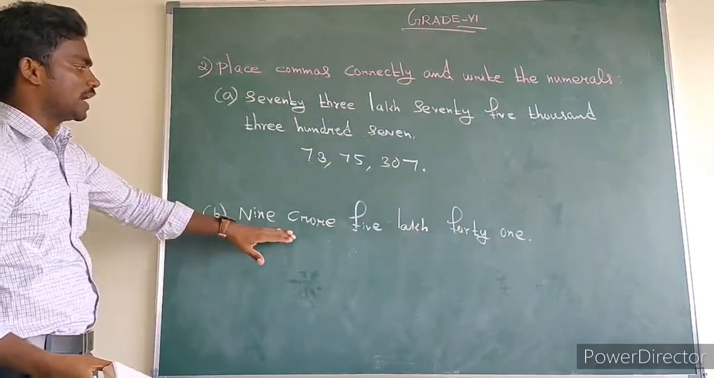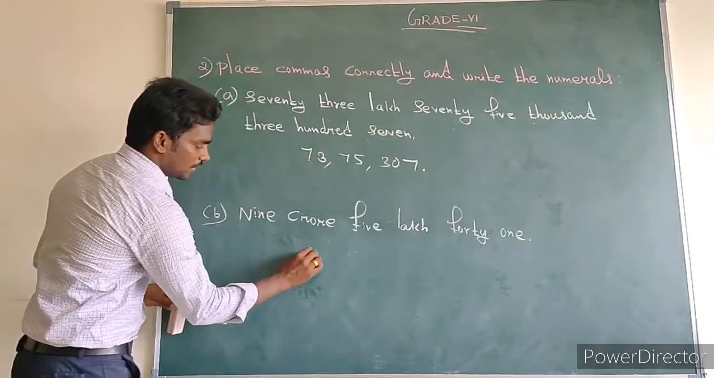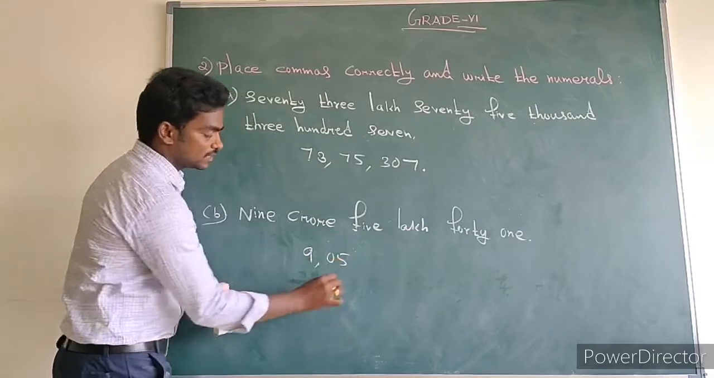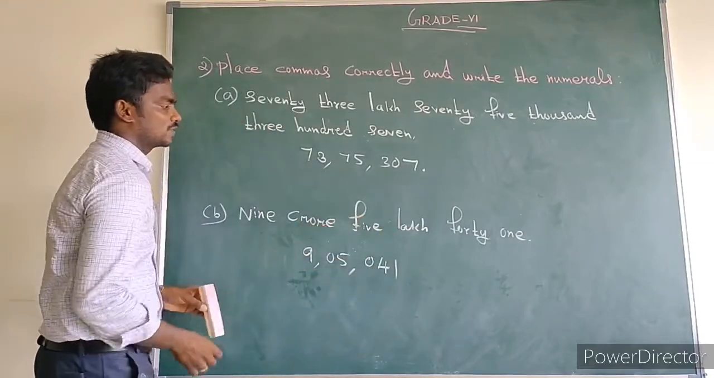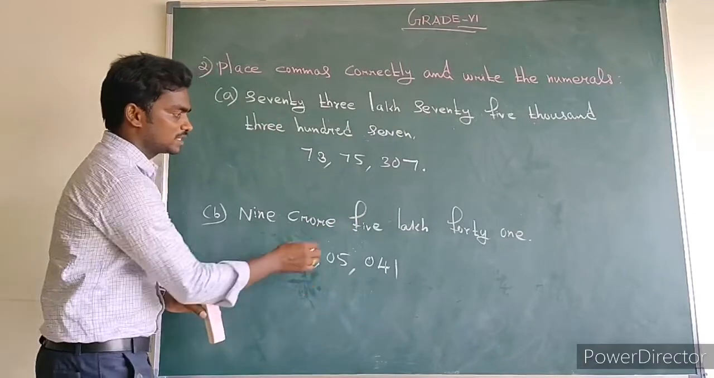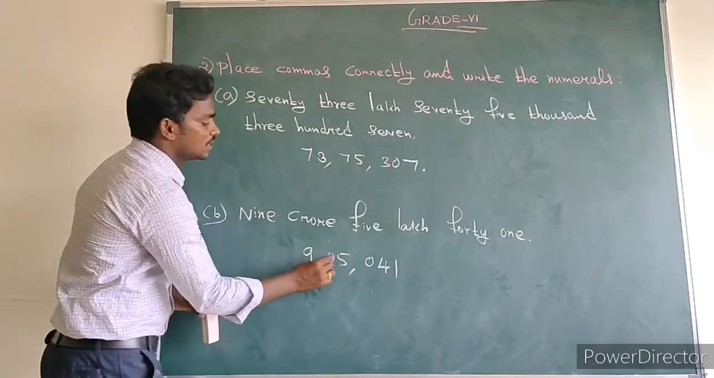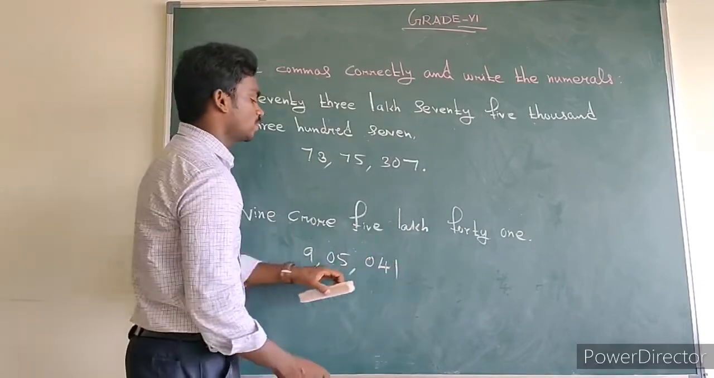B question: 9 crore 5 lakh 41. So 9 crore 5 lakh, and 41 is written as 041. 9 crore 5 lakhs 41 means 9 is the crores place, 5 lakh means we put 0 before it, so 9 crore 05 lakhs 041.